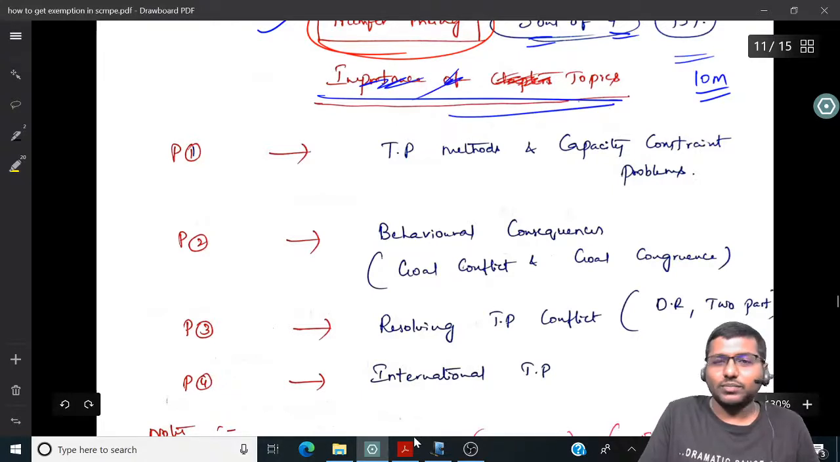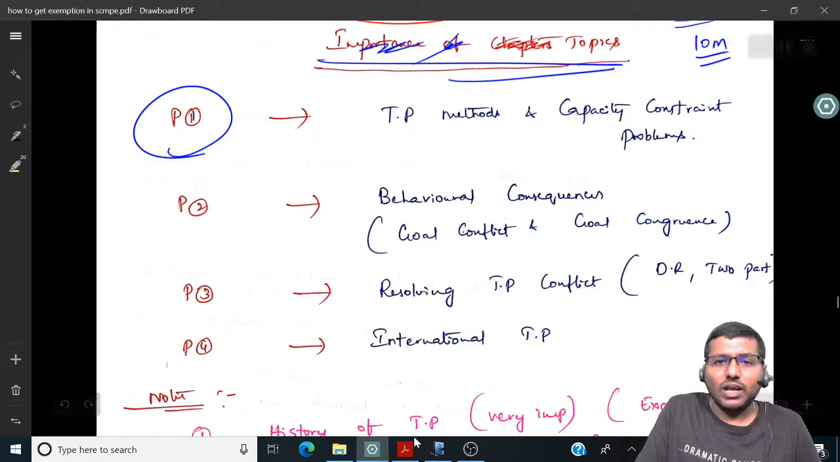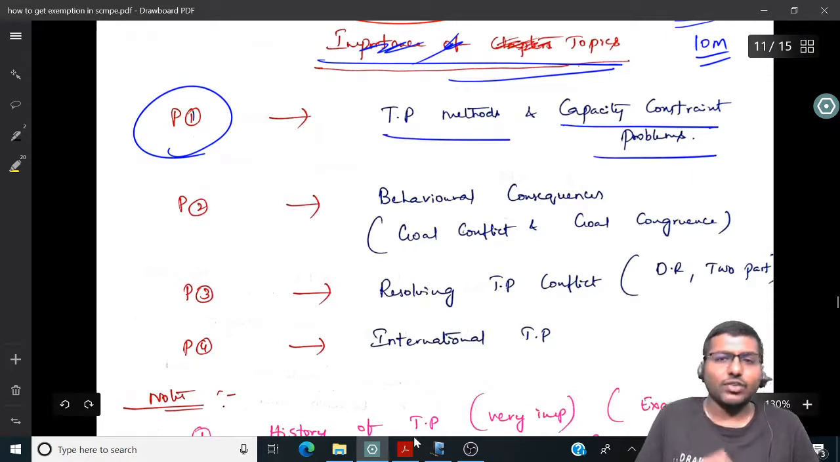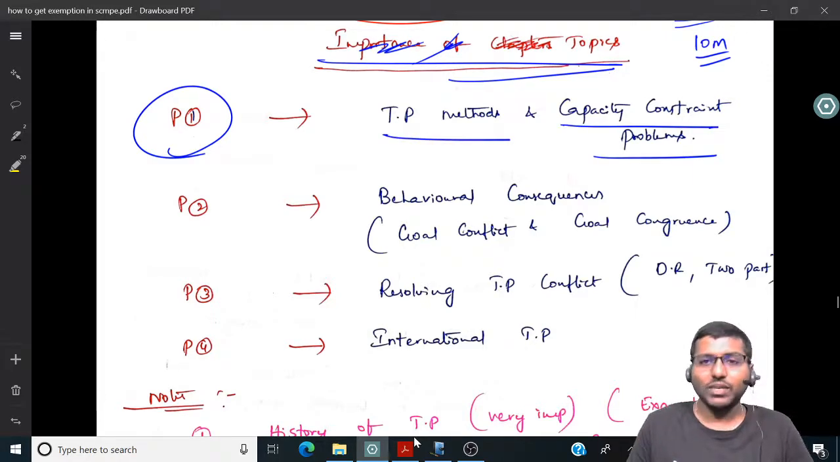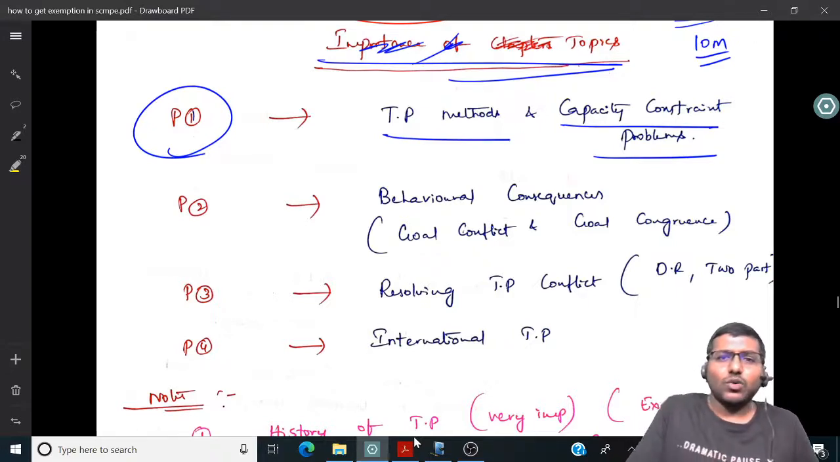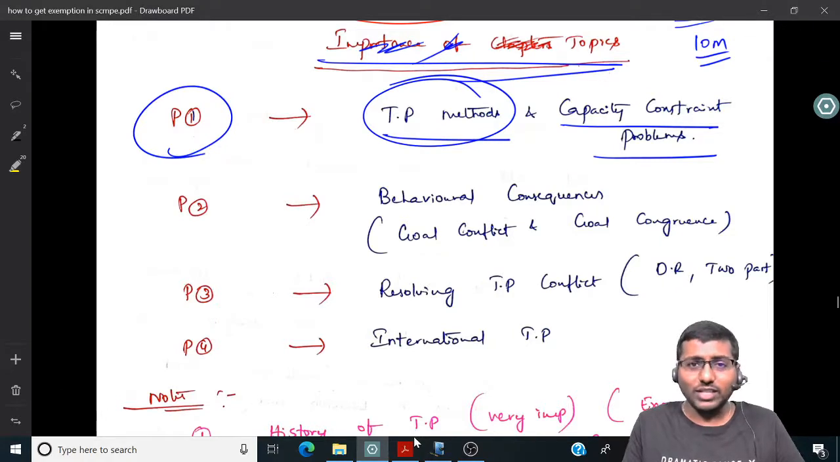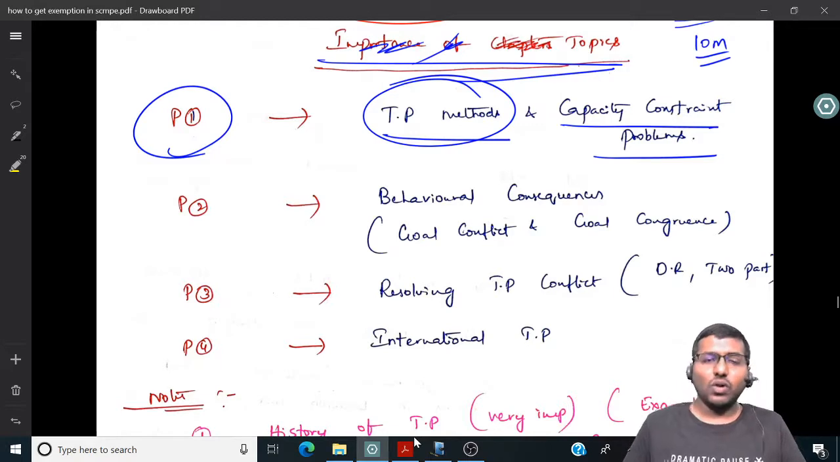the important topics over here. Priority number one will be transfer pricing methods and capacity constraint problems. Capacity constraint is based on the limiting factor. You need to learn different transfer pricing methods: market priced method, cost based, and negotiation based. In cost based, you have total cost, variable cost or marginal cost, and cost plus profit. All these different methods you have to learn.